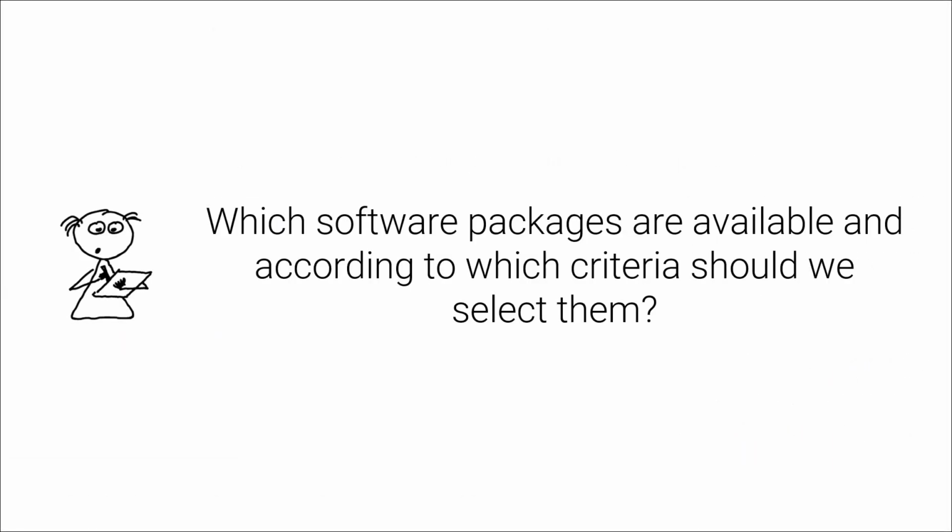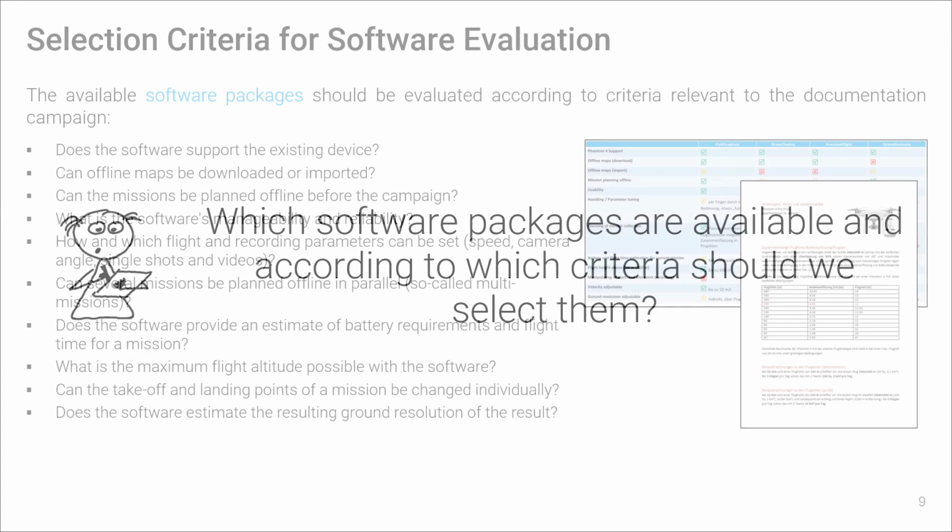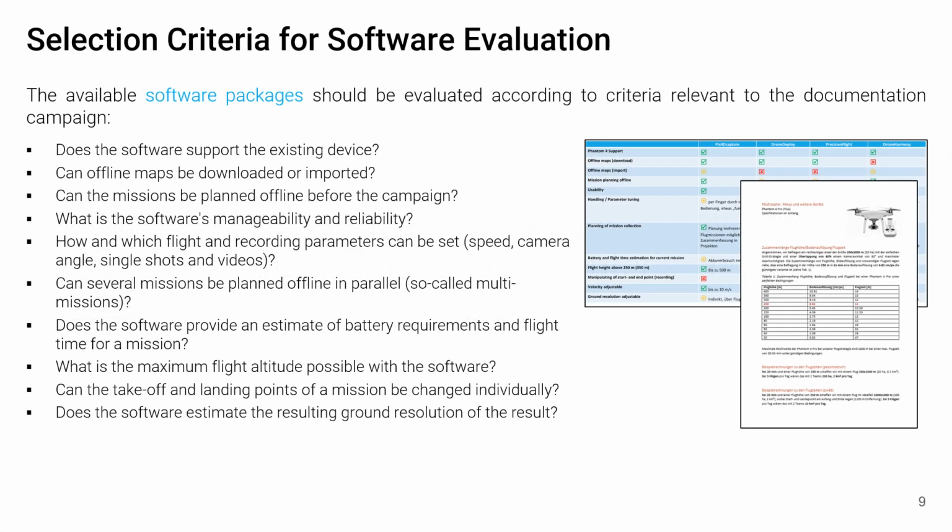But which software packages are available and according to which criteria should we select them? The available software packages should be evaluated according to criteria relevant to the documentation campaign. Does the software support the existing device? Can offline maps be downloaded or imported? Can the missions be planned offline before the campaign? What is the software's manageability and reliability? How and which flight and recording parameters can be set? Can several missions be planned offline in parallel, so-called multi-missions?